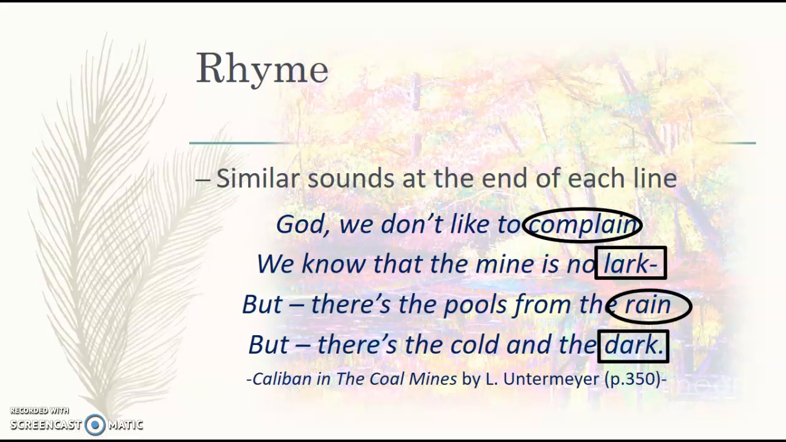Okay, so I hope that's clear for everyone. This poem made use of rhyme because the lines have similar sounds at the end of them. So complain, rain, lark, and dark. Those are examples of rhyming words.